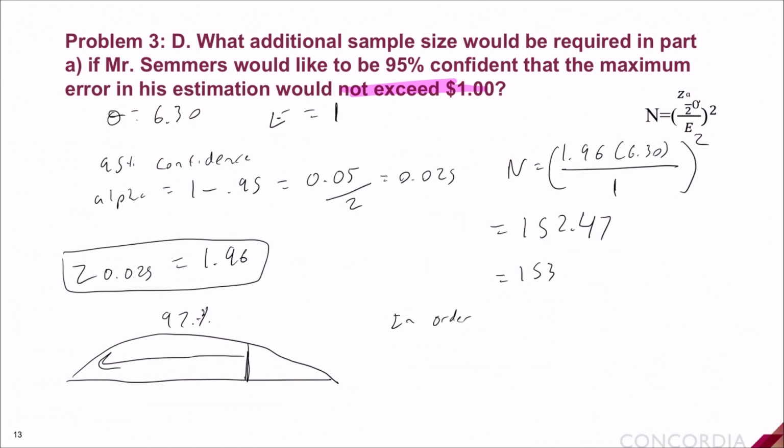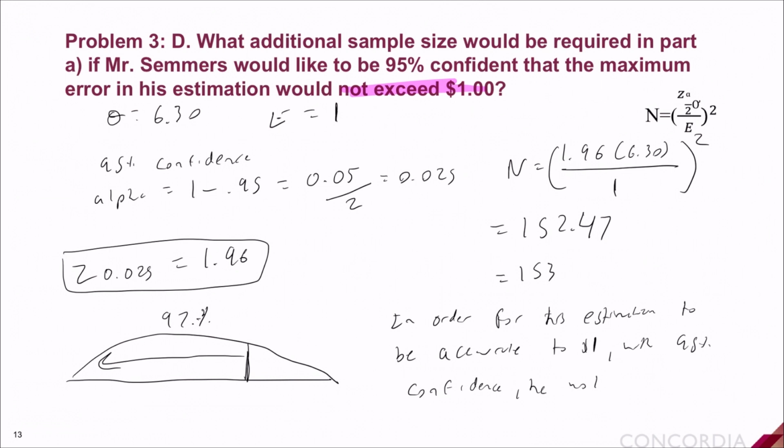and that means in order for his estimation to be accurate to $1 with 95% confidence, he would have to sample at least 153 customers.